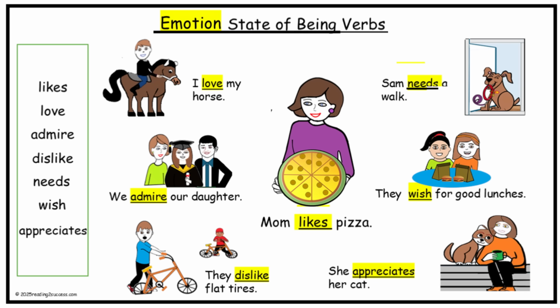When kids are ready, begin introducing emotion state of being verbs. And our examples are likes. Mom likes pizza. Love, I love my horse. Admire, we admire our daughter. Dislike, they dislike flat tires. Needs, Sam needs a walk. Wish, they wish for good lunches. Appreciate, she appreciates her cat.